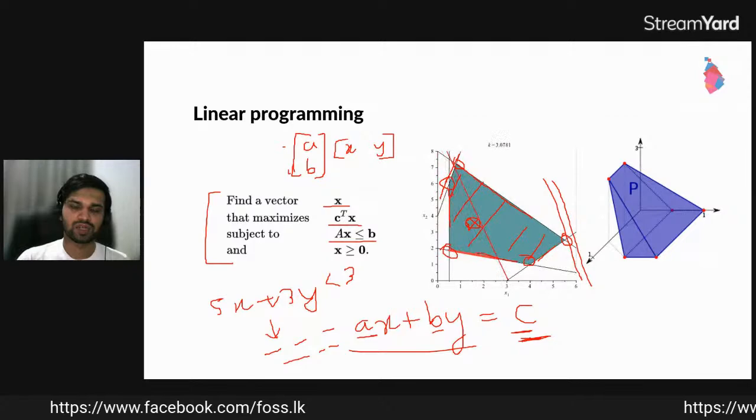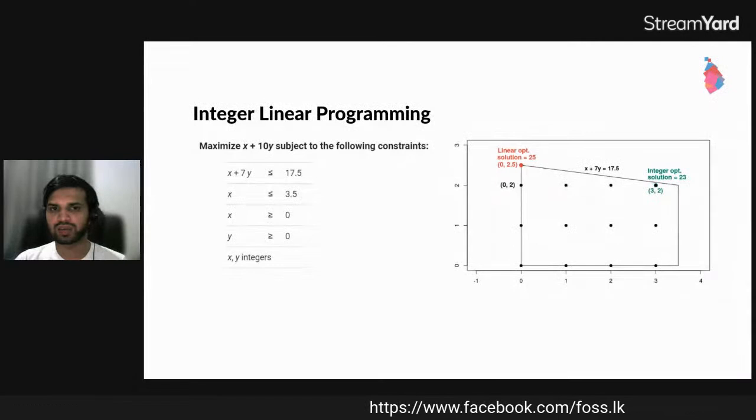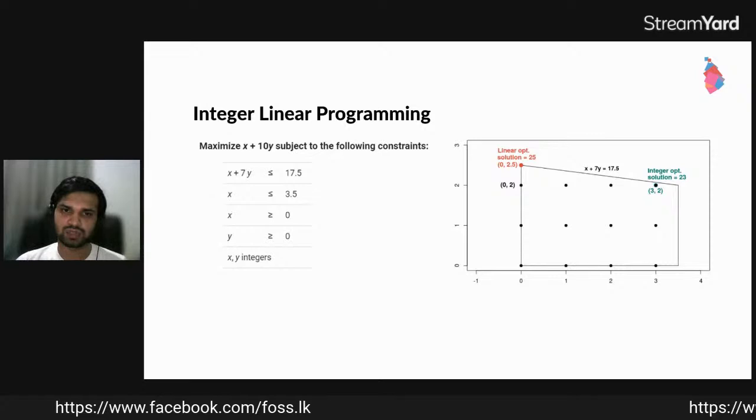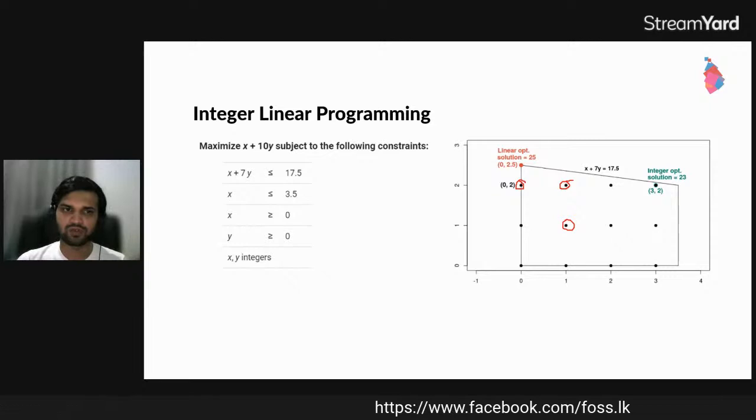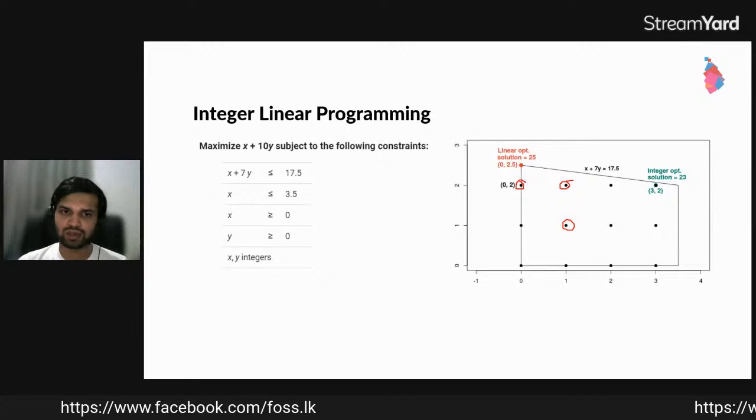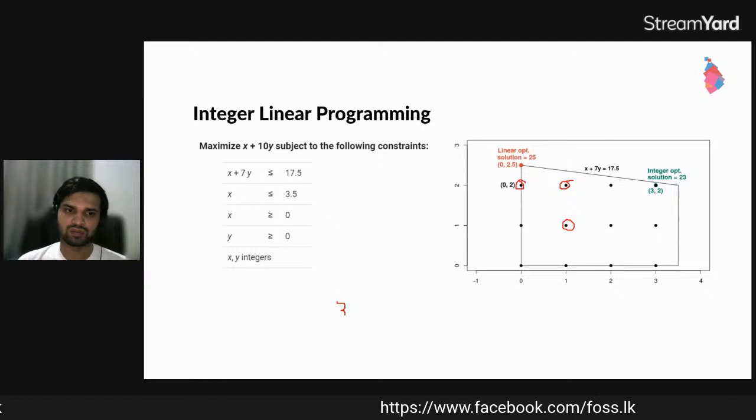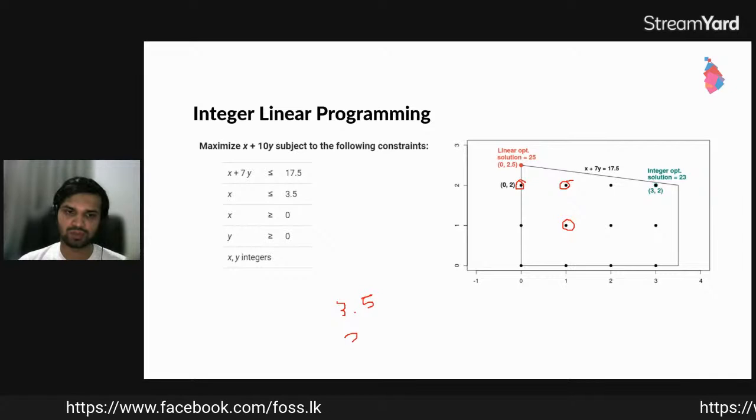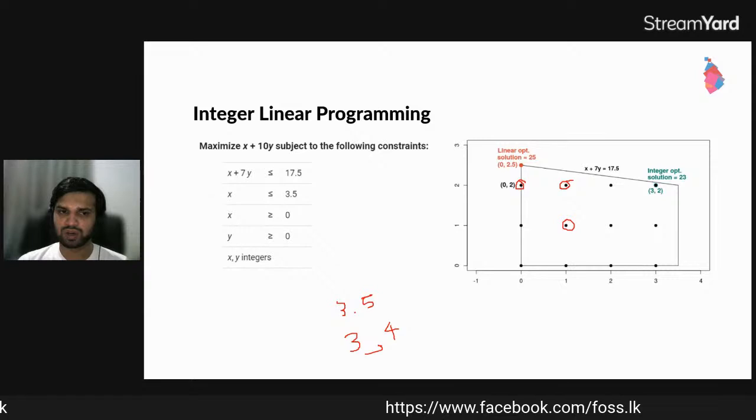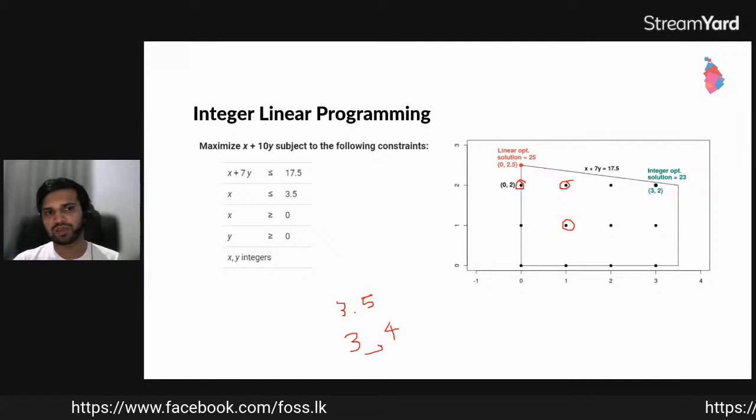You might want to find the integer solution as well. Here you can see the integer solutions given by dots. If you need to find the integer solution, because in our data center problem you need to find the integer solution, right? You can't have a 3.5 pool. You either have pool number 3 or pool number 4. You can't have a number in between. So you have to find the integer solutions. There is a different approach for integer solutions as well.